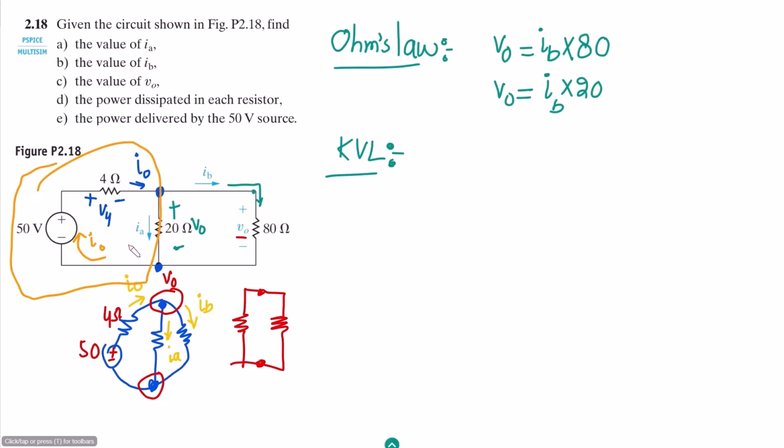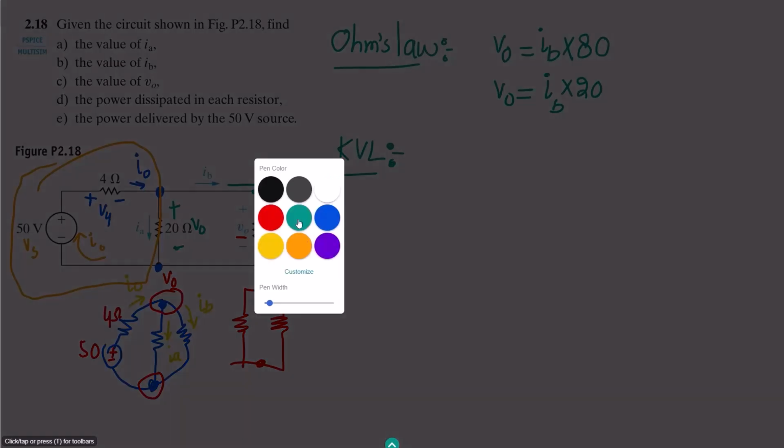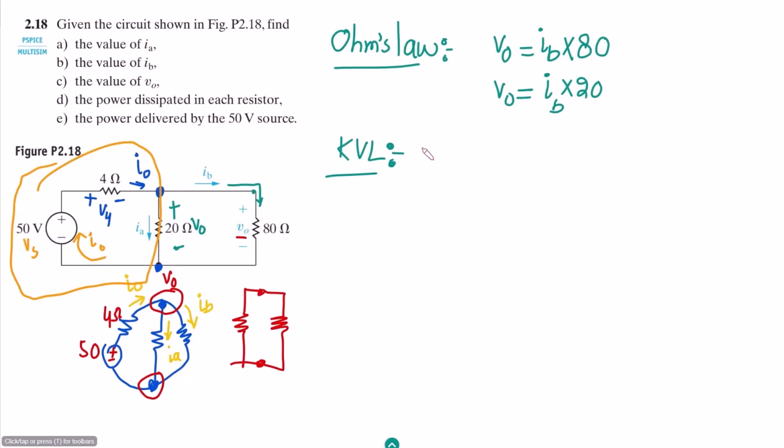That is V0. Okay, so if we want to write the equation here, if this is Vs, the KVL equation will be Vs, which is the voltage rise, minus V4, which is the voltage drop here, and this 20 ohm resistor, which is again a voltage drop, minus V0. This must be equal to 0. Okay, so this is another equation which we are going to see here.